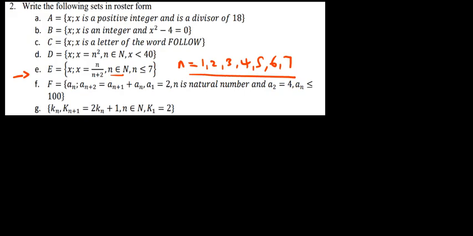Okay, so we are going to use these values here. All right, so let's find the members that will be in this set. We are going to say set E is equal to, okay, the first member will be 1 over 1 plus 2.